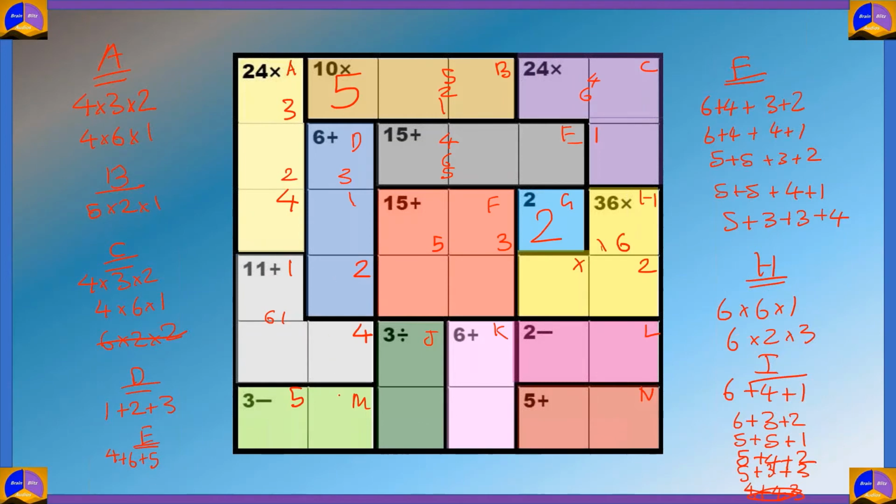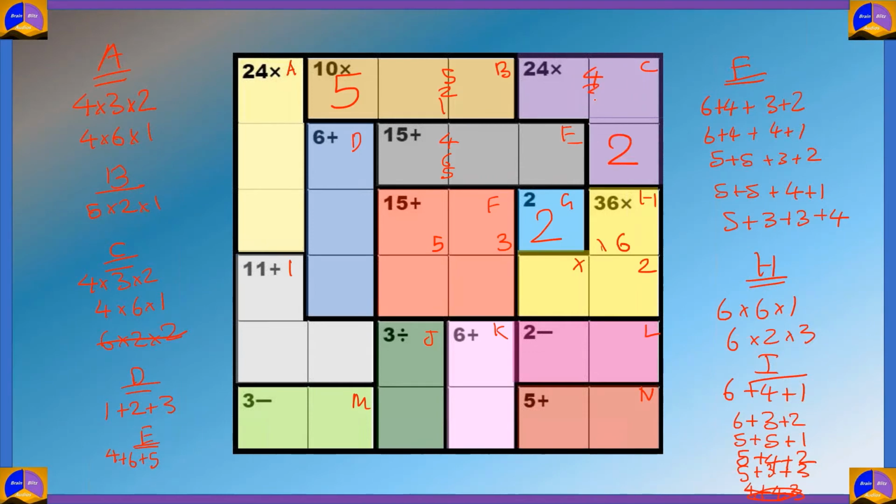Now for completing this column, here it is 6. But here's the problem. In cage M, 6 minus 5 or 5 minus 6 is not equal to 3. So we will not use the option 4 times 6 times 1. We will be using the option 4 times 3 times 2. And if we use that option, 2 can't come over here because we know that a 2 will come in cage B. So it can't be repeated. So the 2 will go over here.